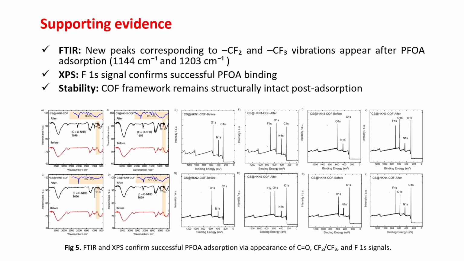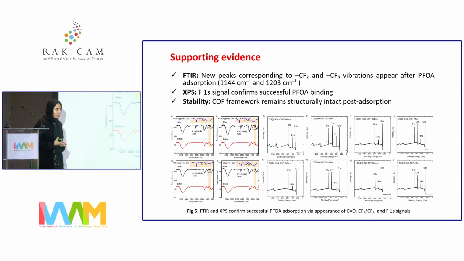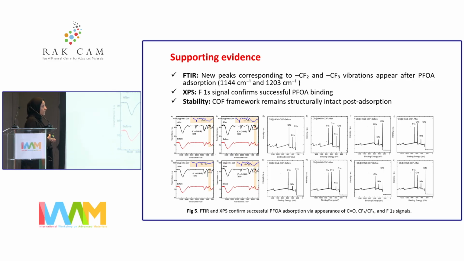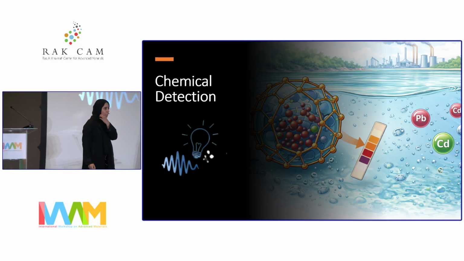In the FTIR, we note that there are 3 new peaks. The first 2 peaks are at around 1,100 and 1,200, which correspond to CF2 and CF3 of the pollutant. And the last peak is the new carbonyl group, at around 1695, which corresponds to the carbonyl group of perfluorooctanoic acid. While in the XPS, after adsorption, there is a new peak for fluorine. So both IR and XPS confirm the adsorption of perfluorooctanoic acid. And now I will move to the second part of my presentation, which is chemical detection.